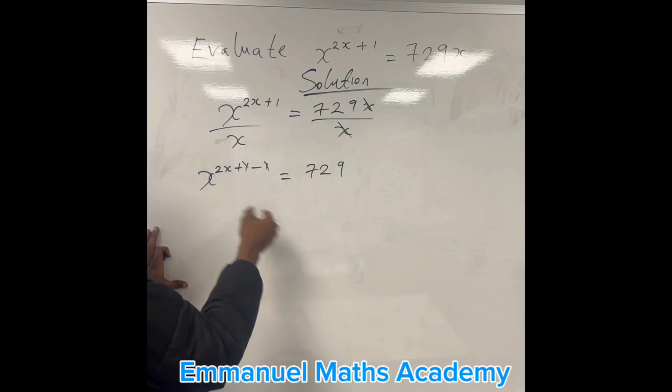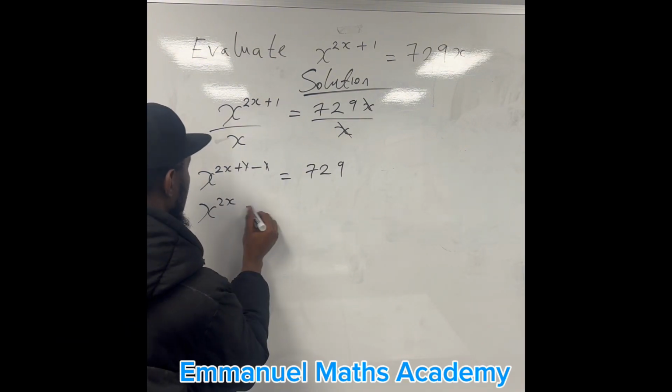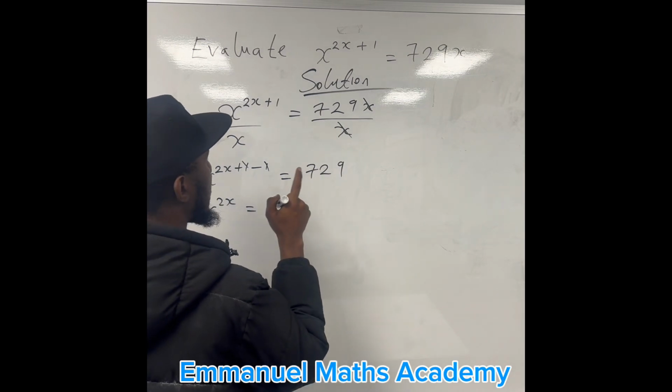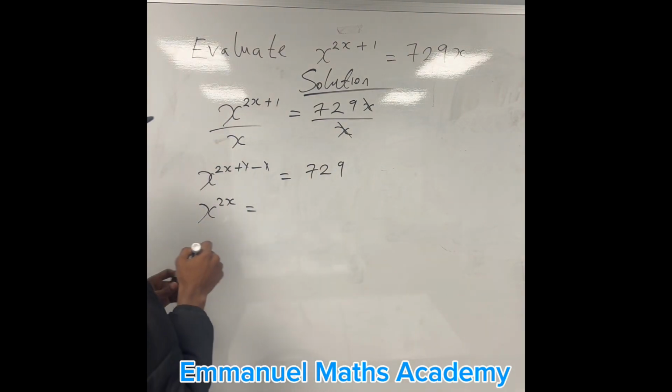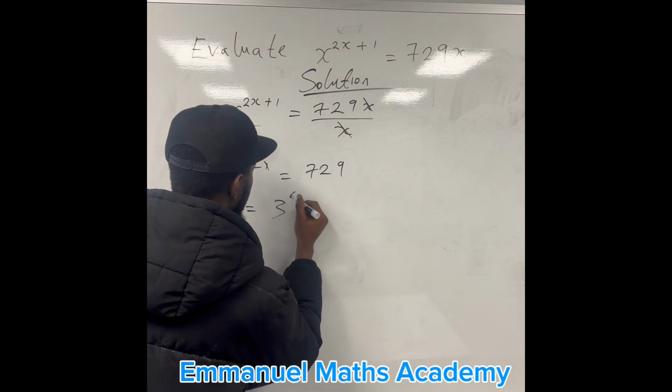So 1 will cancel 1. 1 minus 1 will give you 0. So you have x^(2x) equal to 729, which is the same thing as 3 raised to the power 6. So 3 raised to the power 6.